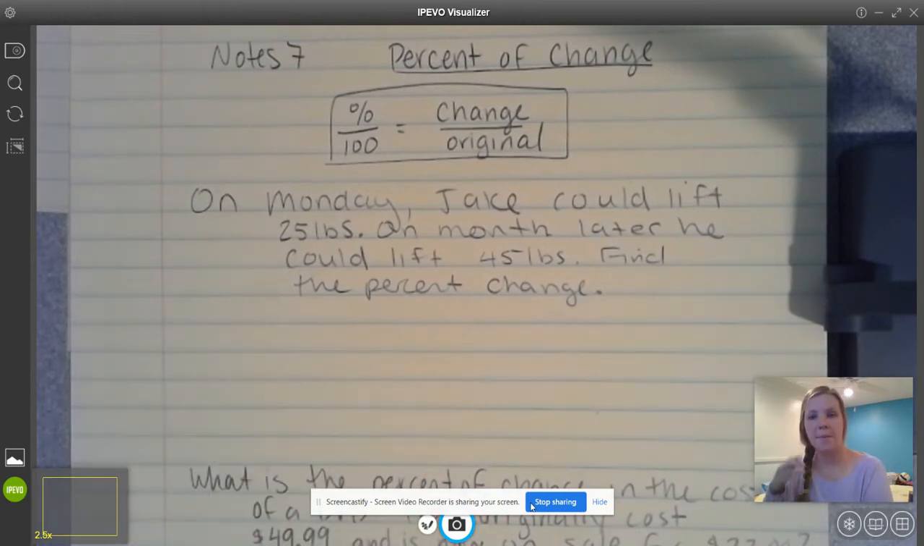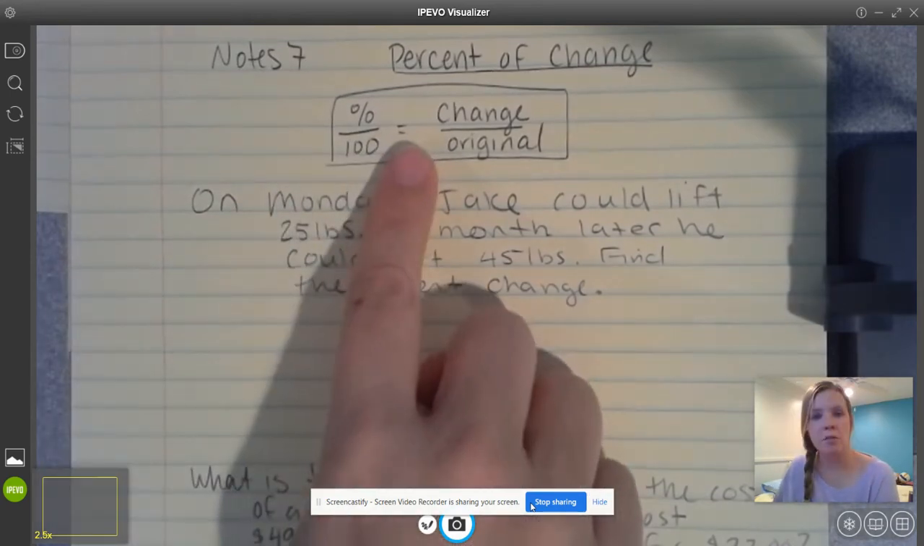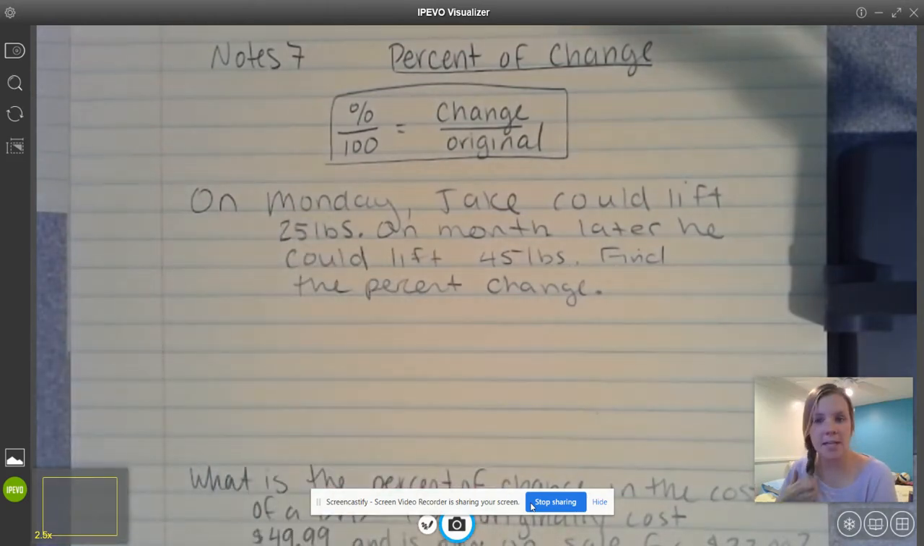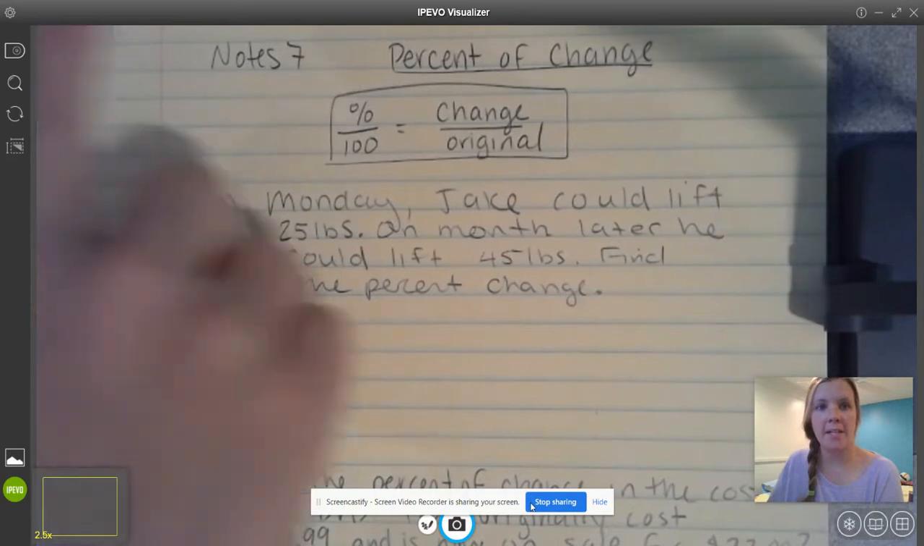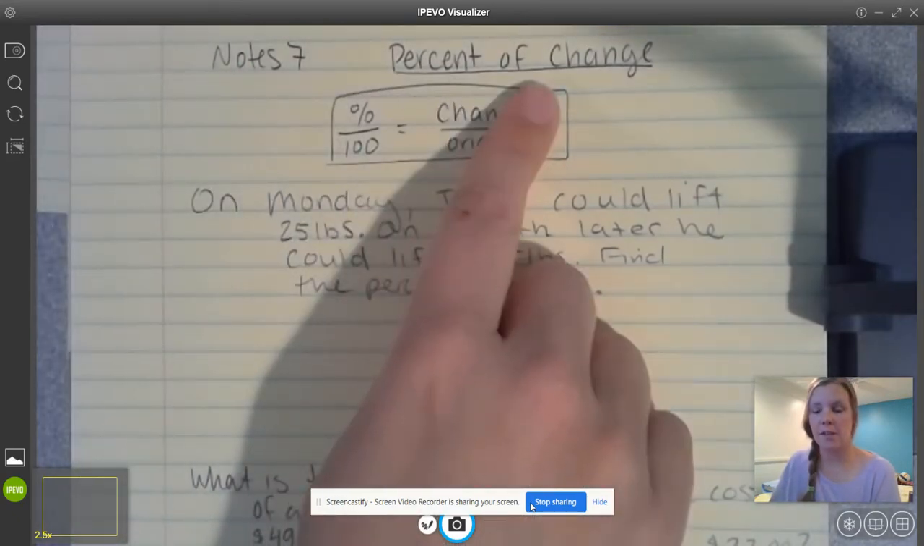And so here's another application of percents that we need to be able to do if we want to find the percent of how much something changes. So this is the general formula I'll talk about in a second. I have 3 examples, and then those will be notes 7. So please make sure you write down note 7 at the top, and it's called percent of change.